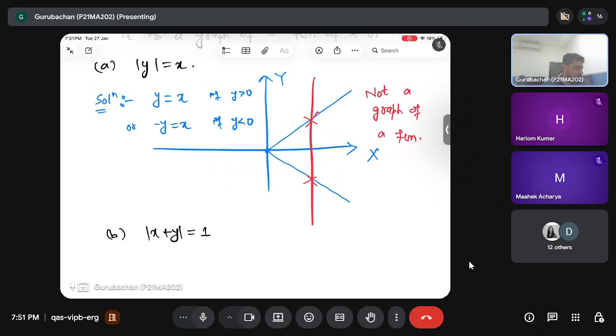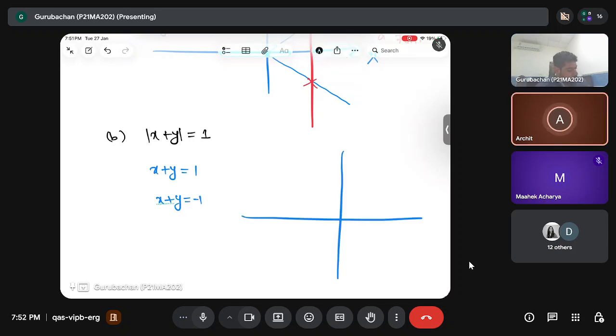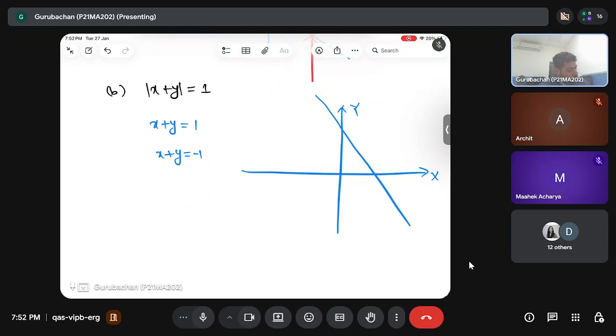So how can you draw this graph? Archit, I think you have done it. Sir, we will write it as x plus y equals 1 and x plus y equals minus 1. Okay. Both are straight lines, we will draw them separately. So x plus y equal to 1 is this one, and minus 1 will be this region.